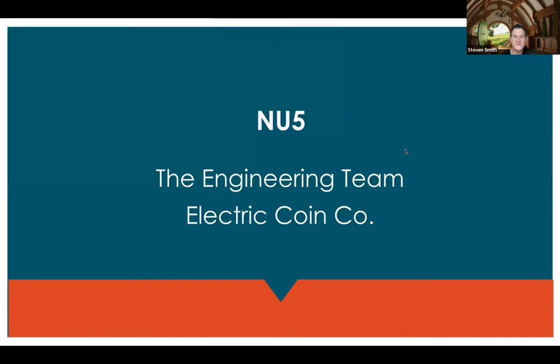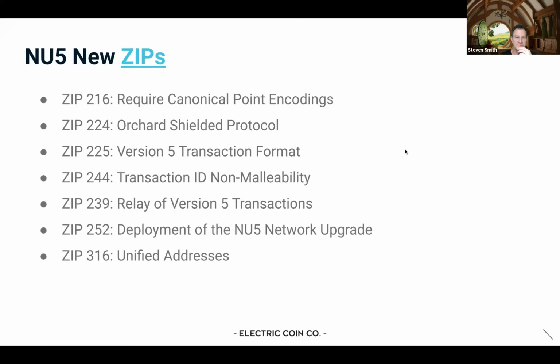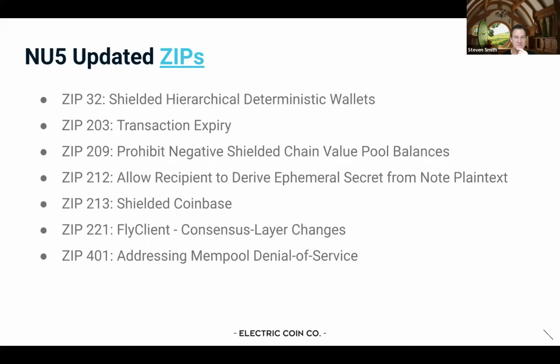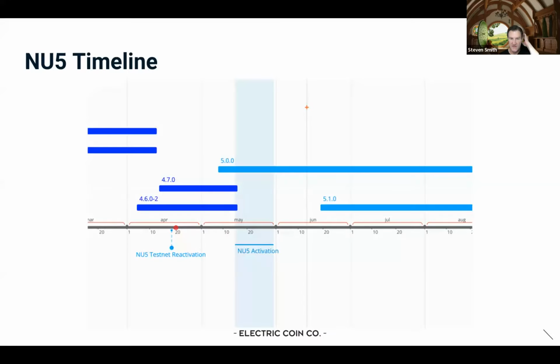Sorry about that. So, bouncing along, we've covered the new ZIPs for NU5, the updated ZIPs. The current timeline, we're right here. We reactivated on testnet on the 19th. We're on the red dot. Next up for us is release 5.0.0, which would be roughly May the 9th. What we'd indicated previously was that we targeted an activation mid to late May. It'll be toward late May, just from a timing perspective of getting that out.